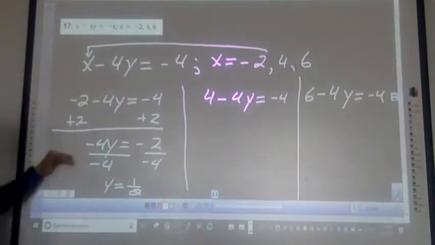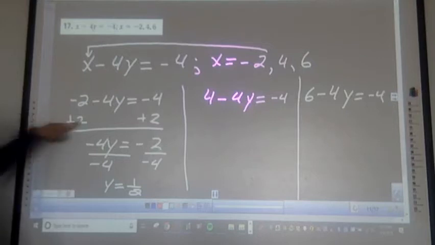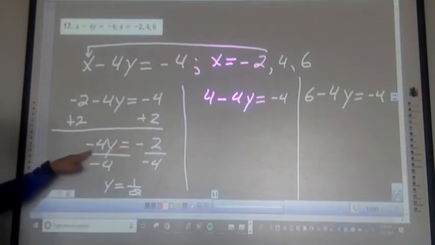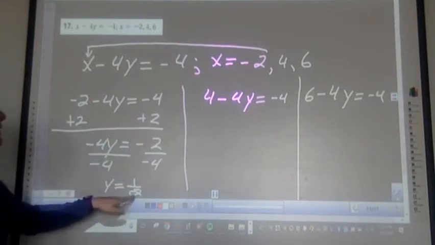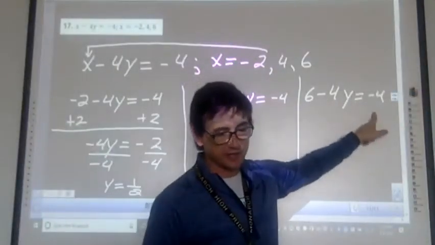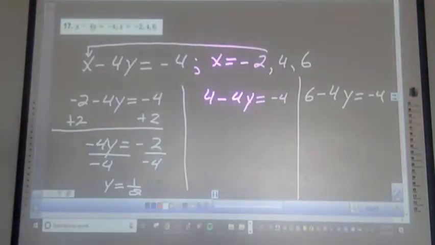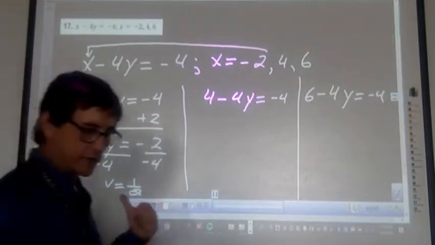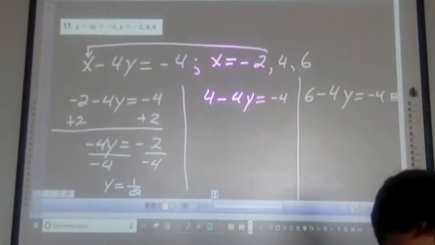And then we're just doing the math to get y by itself. So once we plug in the -2, I'd add 2 to both sides. End up with -2, divide by -4, and I just reduce -2 over -4 to 1/2. Okay? This one I'd subtract 4 from both sides as my first step. This one I'd subtract 6 from both sides as my first step. Okay? So if you have other questions, or if you want me to do one of these other two, feel free and I'll do it for you.